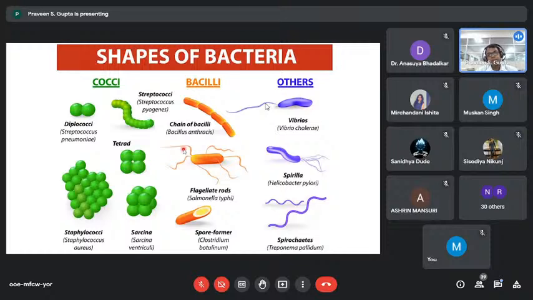The shapes of bacteria are of various types. Suppose I am talking about the round or oval or circular type, it is known as cocci. Cocci may be joined together to make diplococci, and one of the best examples is Streptococcus pneumoniae. Then next is Staphylococci, which means a bunch of bacteria. The best example is Staphylococcus aureus.